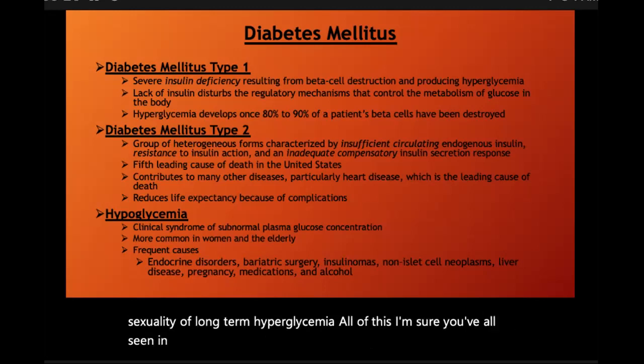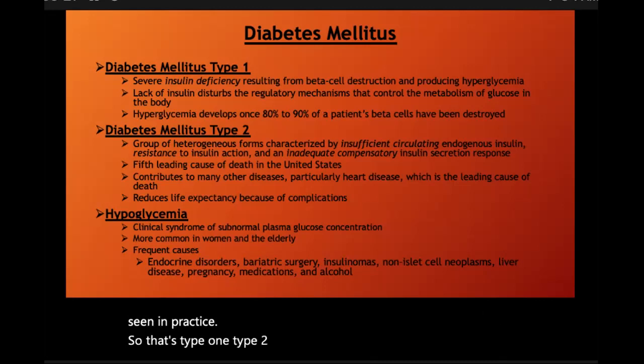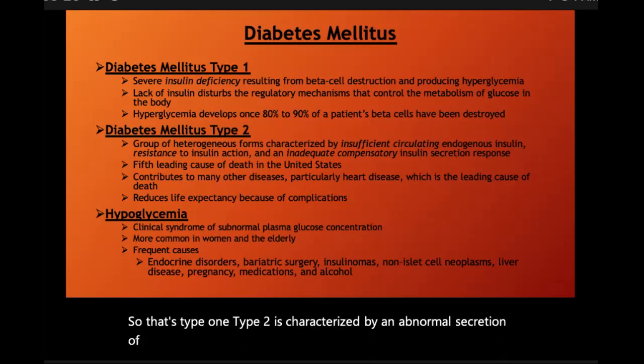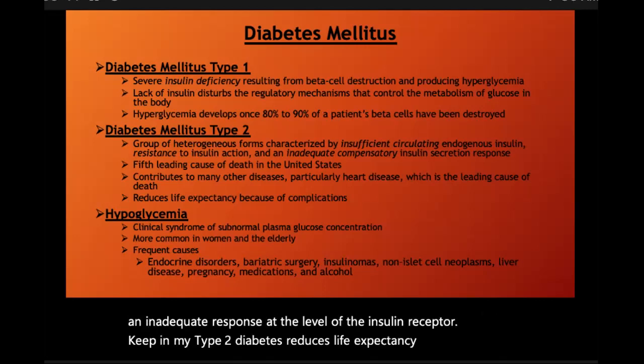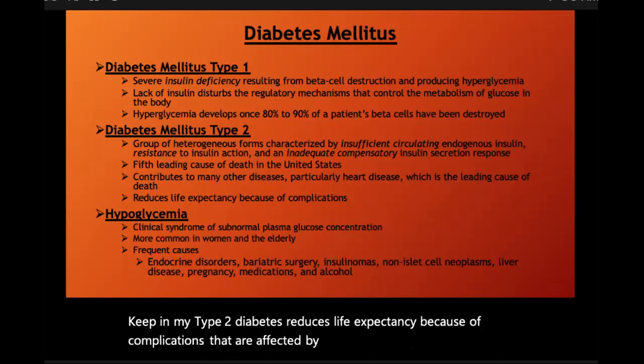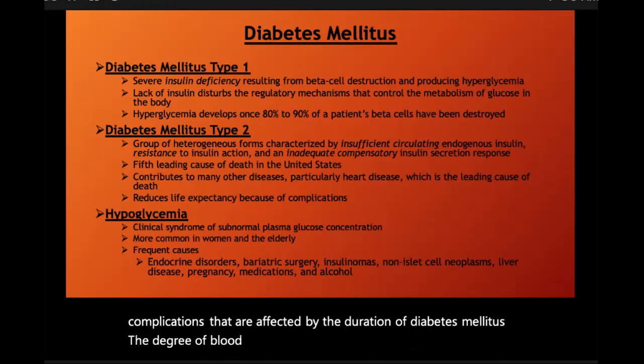So that's type 1. Type 2 is characterized by an abnormal secretion of insulin, resistance to the action of insulin in target tissues, and/or an inadequate response at the level of the insulin receptor. Keep in mind, type 2 diabetes reduces life expectancy because of complications that are affected by the duration of diabetes mellitus, the degree of blood glucose control, and other cardiovascular risk factors such as smoking and hypertension.